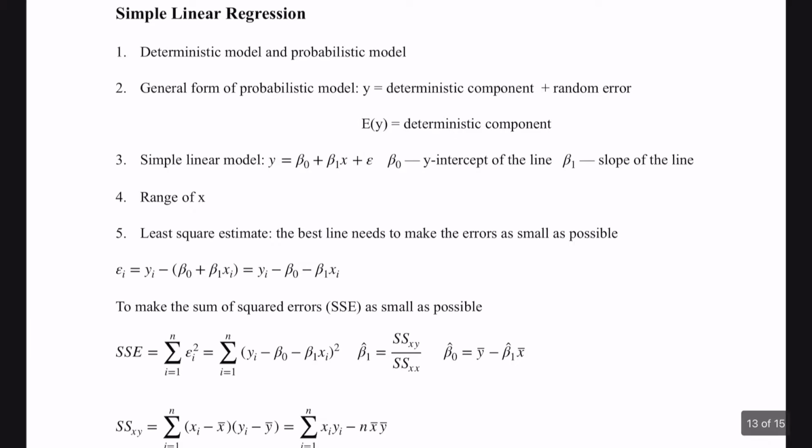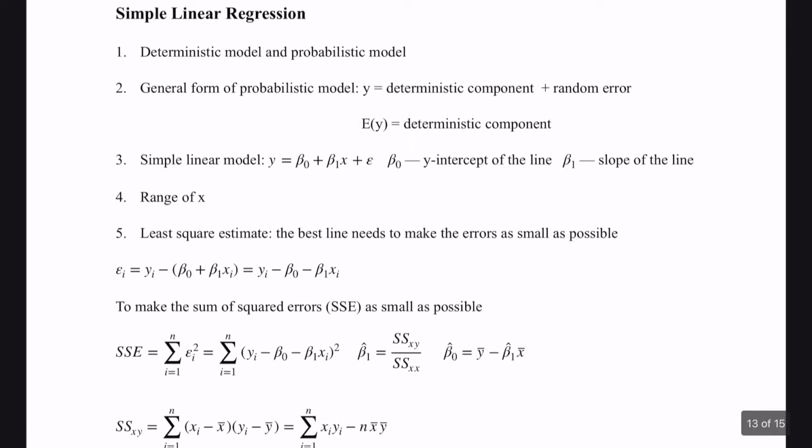Hello everyone. We finally reached the last chapter of this semester, which is simple linear regression. In this chapter, we basically discussed how to find the relationship between two variables, and we assume that their relationship is a simple linear relationship. So first, in this chapter we discussed what is deterministic model and what is probabilistic model.